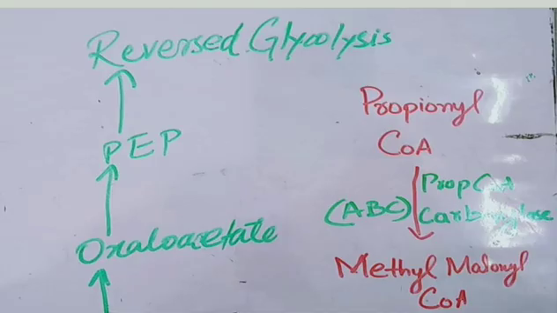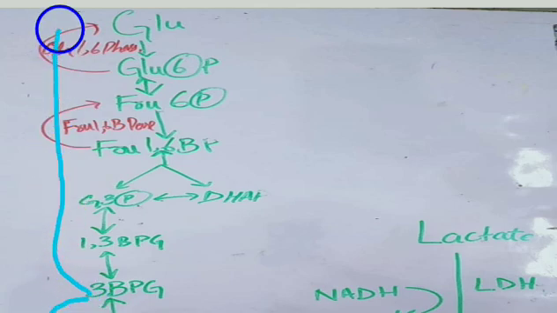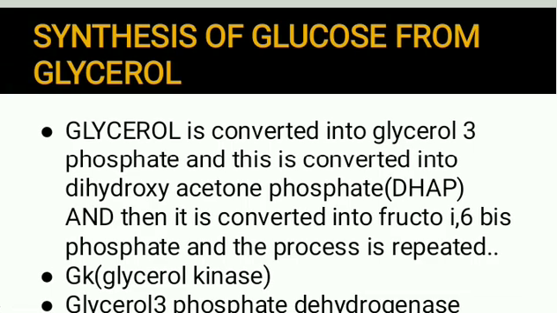As we can see, these are some steps of glycolysis. I can show you here. You can see that there are some steps of glycolysis from phosphoenol pyruvate to 2 BPG, 3 BPG, and so on up to the glucose. The whole process is reversed. So we can see one by one how phosphoenol pyruvate is converted to glucose from the pyruvate.